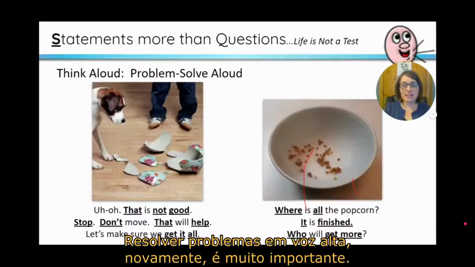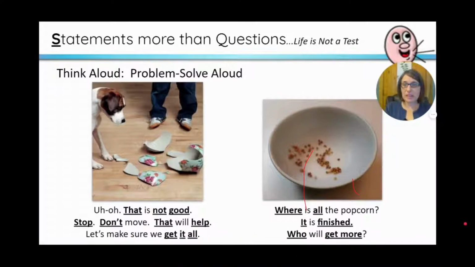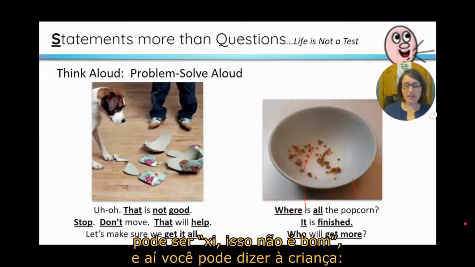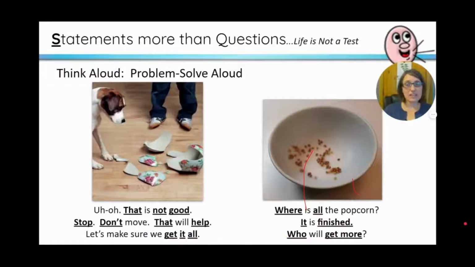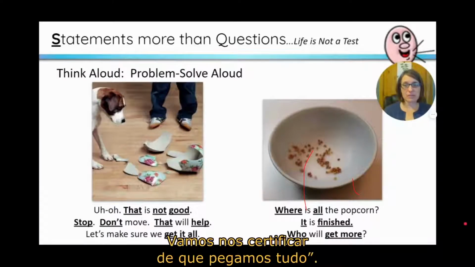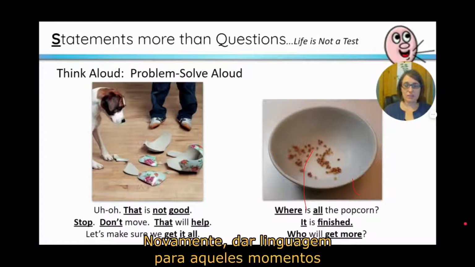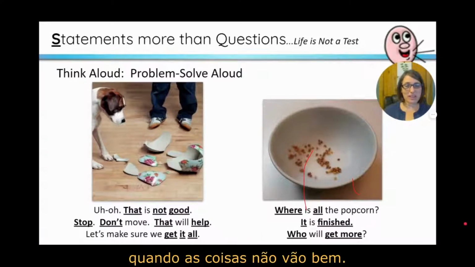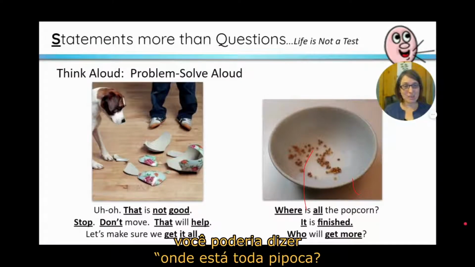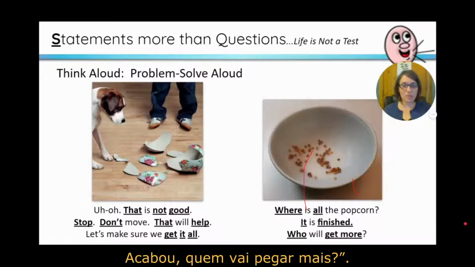Problem solving aloud, again, really important. The language around this first picture, a broken vase, might be, uh-oh, that is not good. And then you might tell the child, stop, don't move. That's how you can help me, is to stay where you are. Let's make sure we get it all. So again, giving language to those times when things don't go great. A lesser problem might be that the popcorn is all gone. And you could say, where is all the popcorn? It is finished. Who will get more?